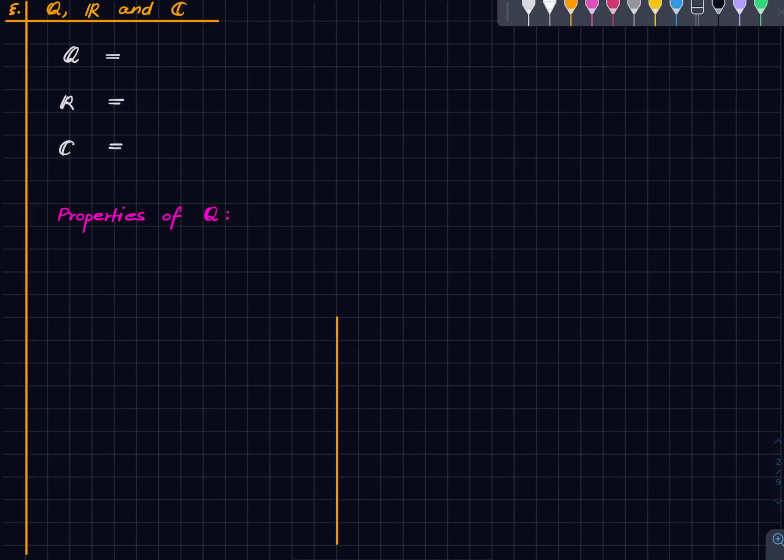So, we will be talking about rational numbers first before we get into the abstract notion of a field. Let's recall what this is. This symbol stands for all rational numbers, which are those numbers which can be written in the form p by q, where p is some integer and q is a non-zero integer. These are rational numbers.